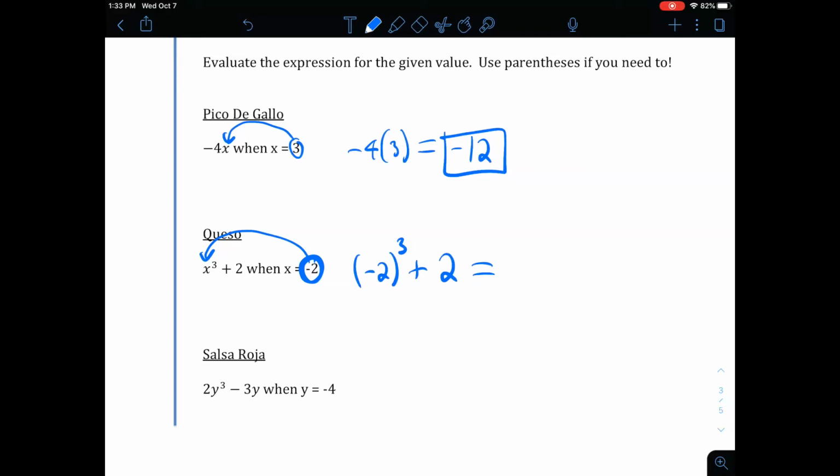Do we do exponents first, or do we do addition first? We do exponents first. So how many negative 2's do we have here? We got 3, which is negative 2 times negative 2 is 4. 4 times negative 2 is negative 8, so we're going to have negative 8 plus 2. And what's negative 8 plus 2 going to be? It's going to be negative 6.